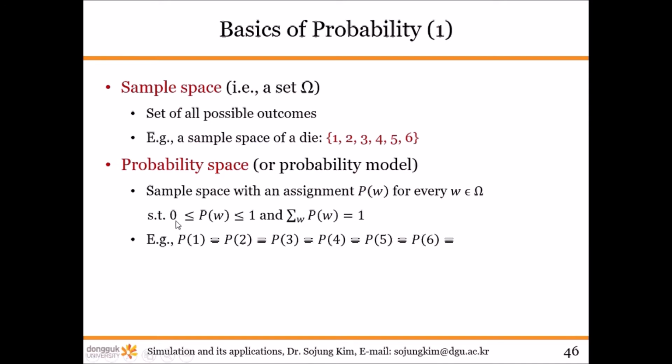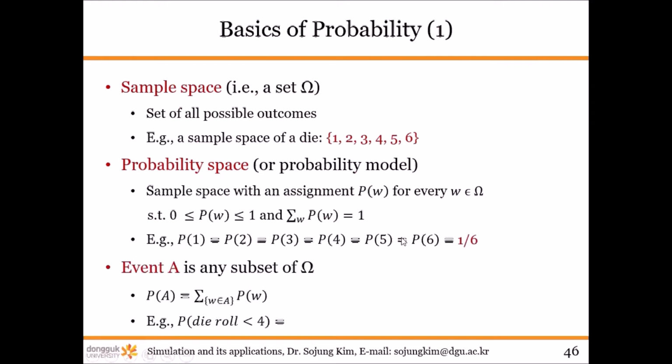And as you know, probability is always between 0 and 1, and the summation of the probabilities of all outcomes will be 1, right? So if you think about the die again, if it has an even surface, definitely the probability of each number will be 1 over 6.